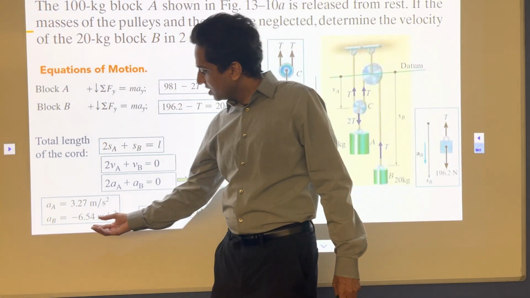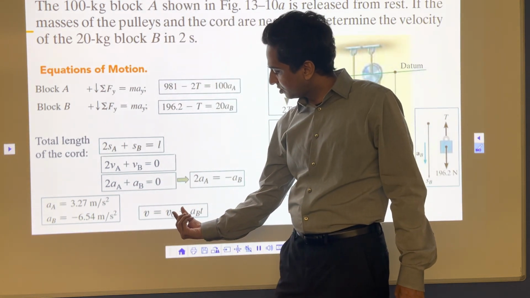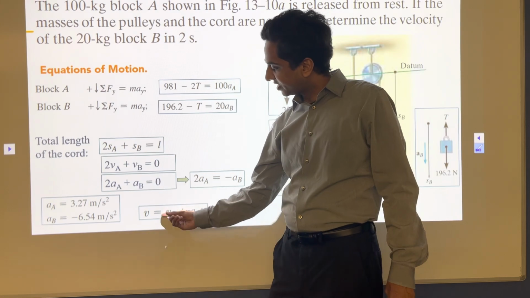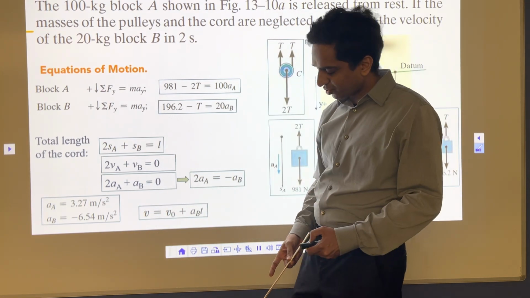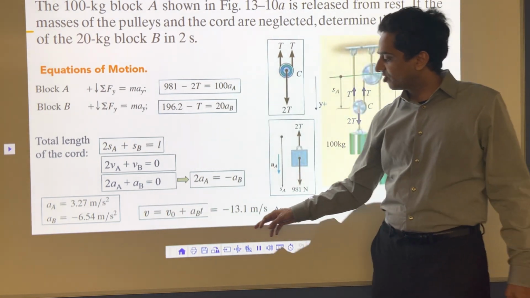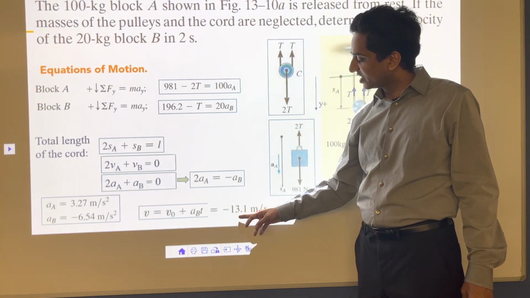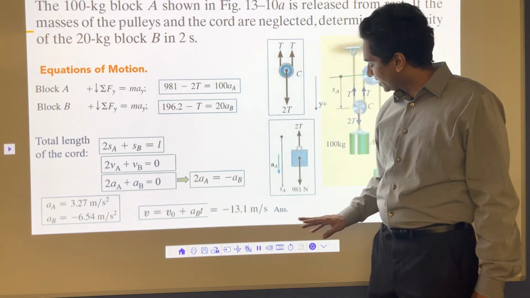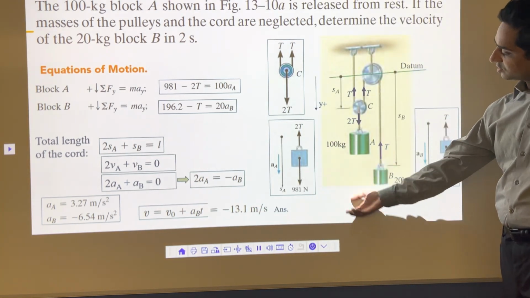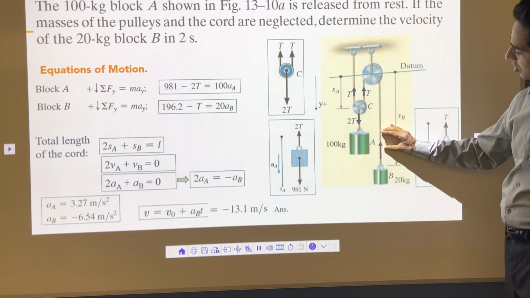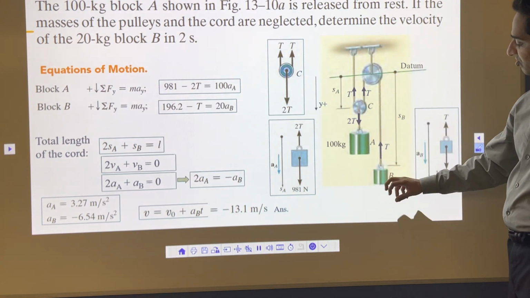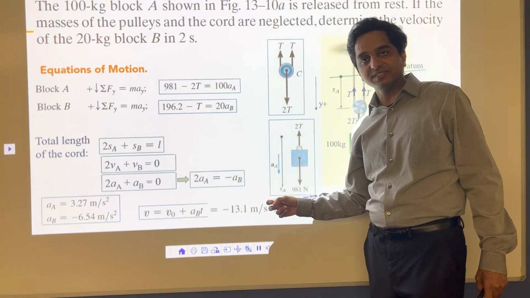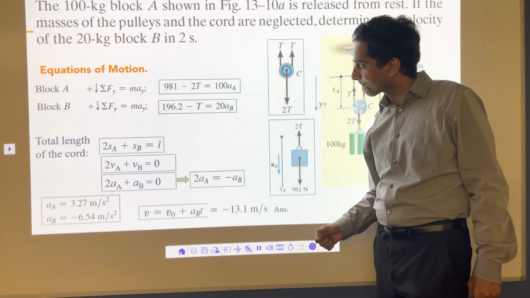Now all you have to do is take that 6.54, plug it here, multiply by 2 seconds, and then you will get the final velocity. And that's what we do, and it gets minus 13.1 meter per second, and that's it. So you have the number. Now you know that once you take the support away, this is going to come down, this is going to go up, and at the 2 second mark, the velocity of block B will be 13.1 meter per second. That's it, that's the problem.